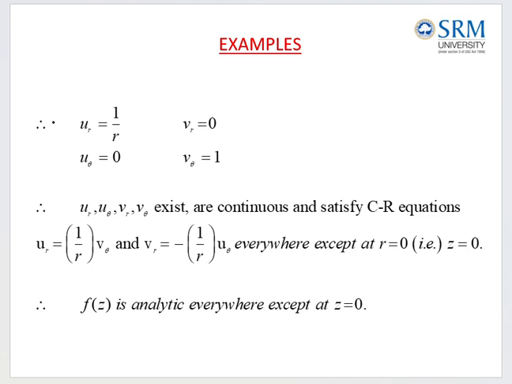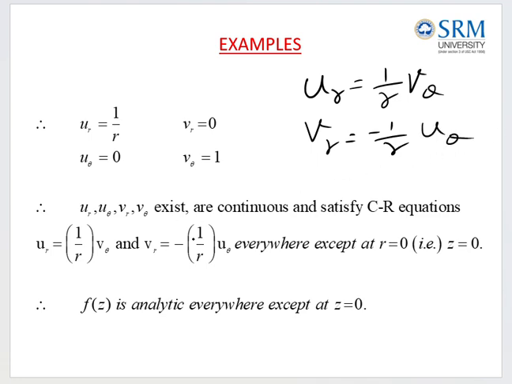So that is shown here. u r, dou u by dou r, is 1 by r. Dou u by dou theta is 0. Dou v by dou r is 0. Dou v by dou theta is 1. So all the first order partial derivatives exist and they are continuous. And I need to check whether it satisfies the CR equation in polar form. So what is the CR equation in polar form? u r is equal to 1 by r v theta, and v r is equal to minus 1 by r u theta.